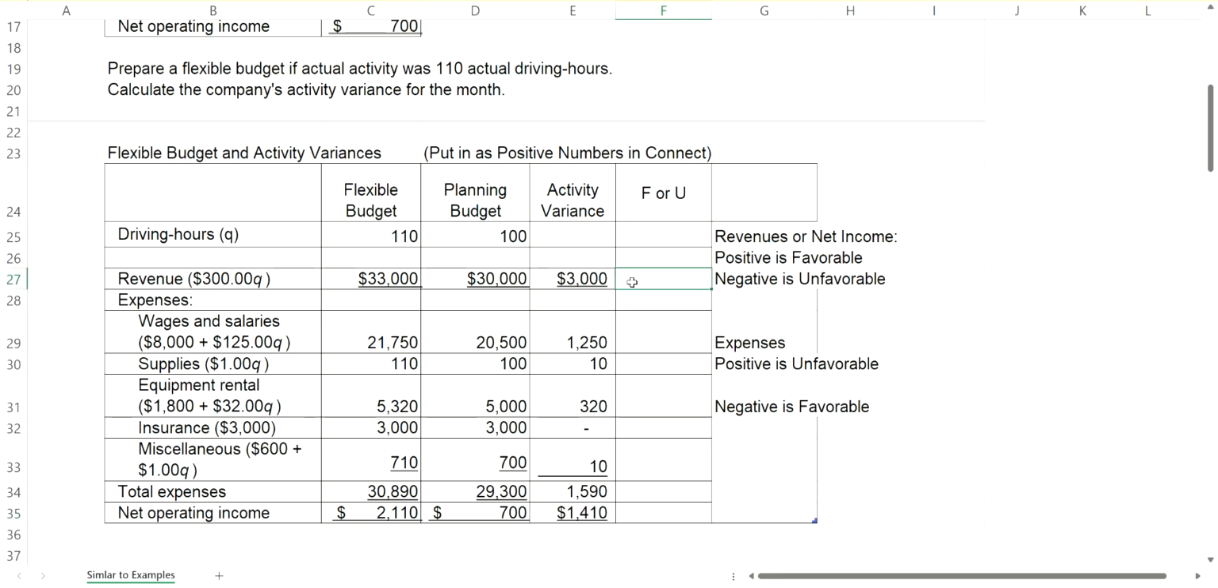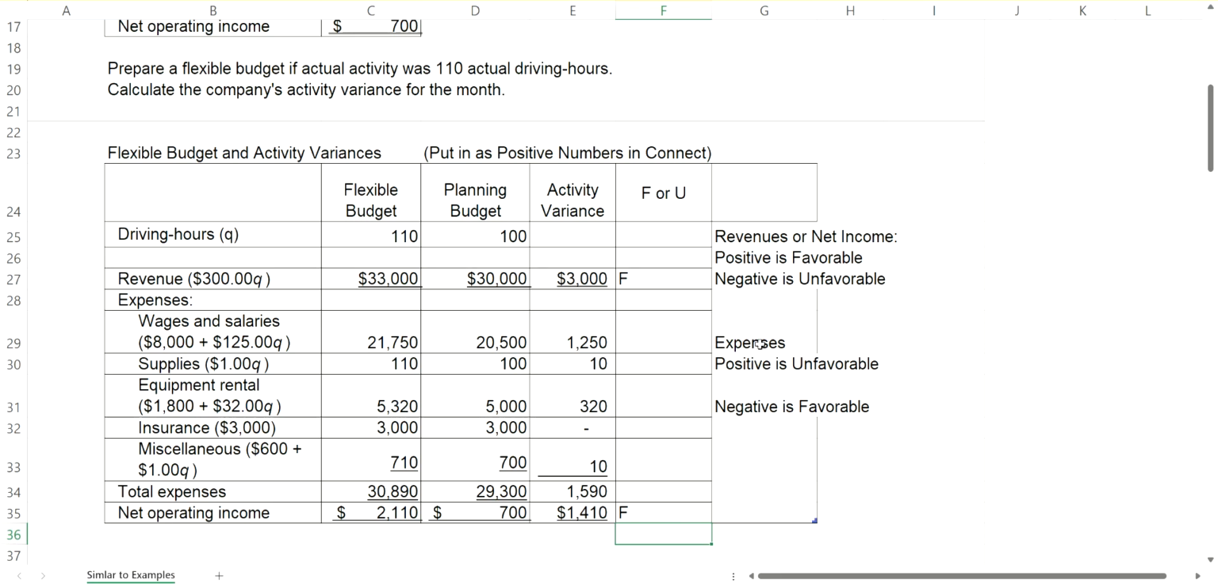Now we want to identify them as favorable or unfavorable. If it's revenues or net income, a positive number means it's favorable. You have more in revenues or more in net income. A negative number would be unfavorable. Okay, so I do have a positive 3,000. I have more in revenues, so therefore that's favorable. Net income is a positive, so it would be favorable as well.